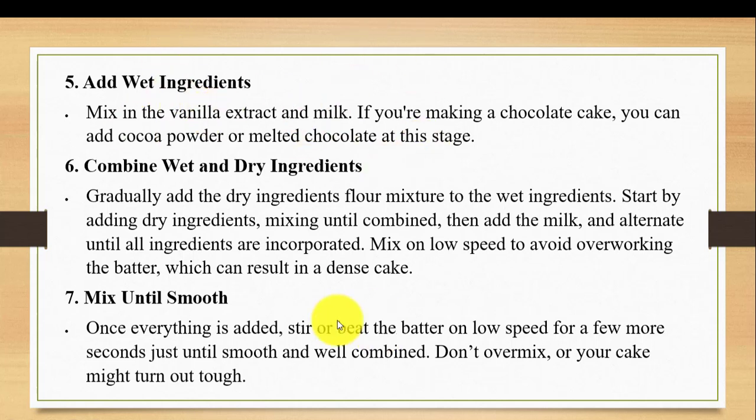Step number 5 is to combine the wet and dry ingredients. Gradually add the dry flour mixture to the wet ingredients, then add the milk, alternating until the ingredients are incorporated. Mix on a low speed to avoid overworking. Mix until smooth, which is required and very important.